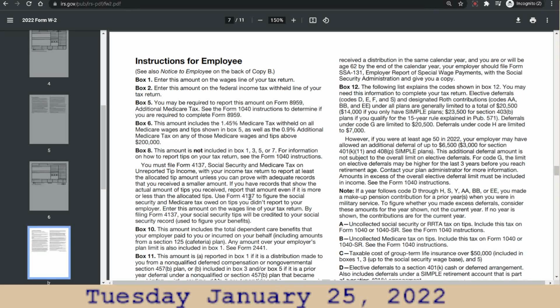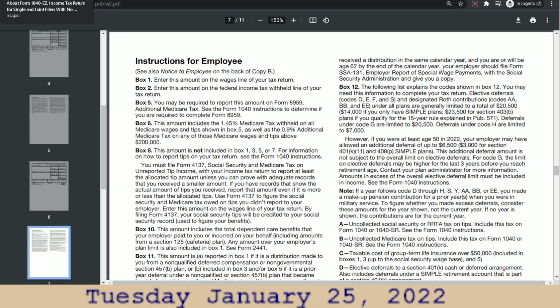Use Form 4137 to figure the Social Security and Medicare tax owed on tips you did not report to your employer. Enter this amount on the wages line of your tax return by filing Form 4137. Your Social Security tips will be credited to your Social Security record used to figure your benefits. Wow.